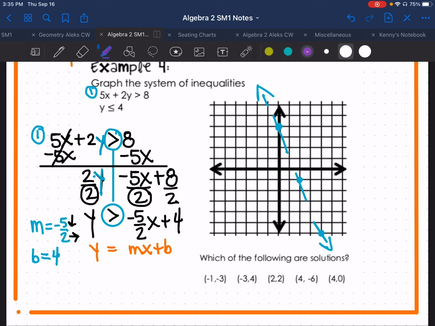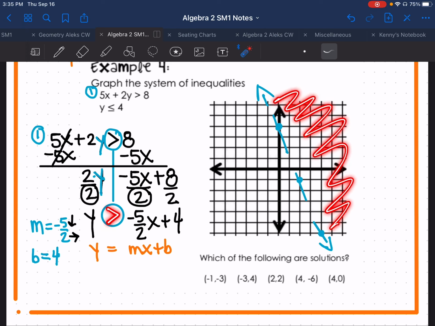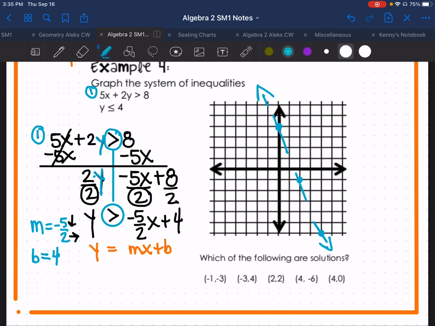Now let's look at the shading. It is greater than. My intuition says this one, which does not contain 0. Let's just double check. 0 plus 0, which is 0. Is 0 greater than 8? No. So then I was right with what I was thinking. My intuition was correct. Okay, there we go. Let's go ahead and do equation number 2.